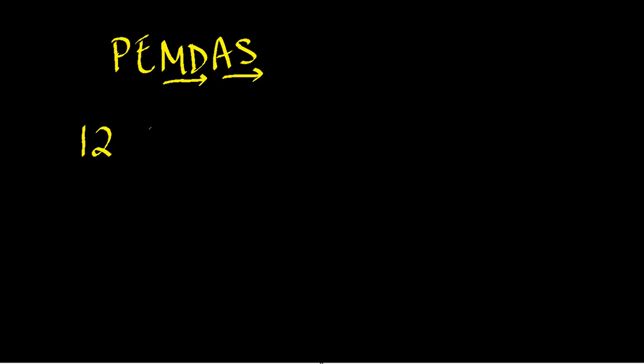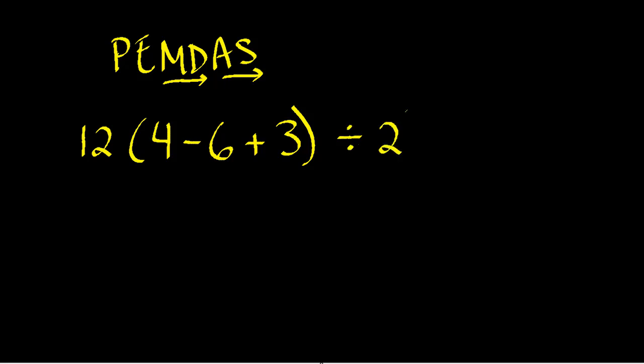12 times (4 minus 6 plus 3) divided by 2 squared. Beginning inside the parentheses, we see that we have 2 operations, subtraction and addition. And we know that we do addition and subtraction at the same step left to right. So the first calculation I'm going to make is the 4 minus 6, which is the same as 4 plus negative 6, and that will give us a negative 2.